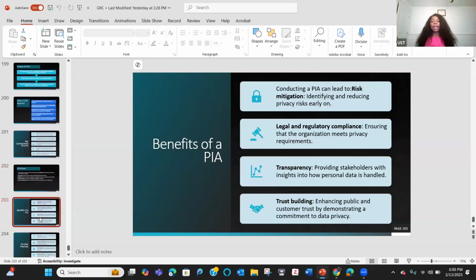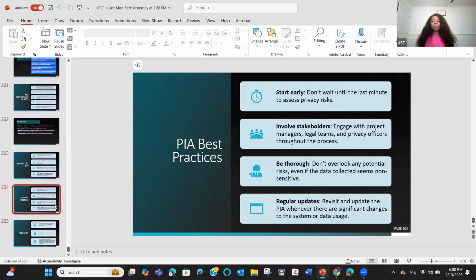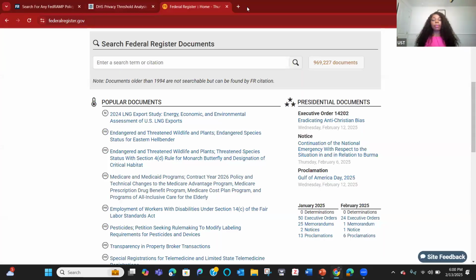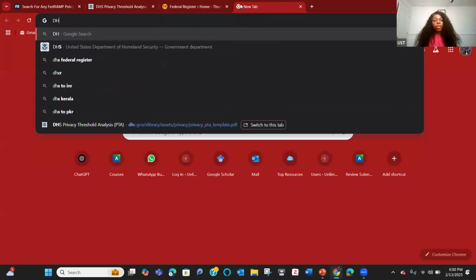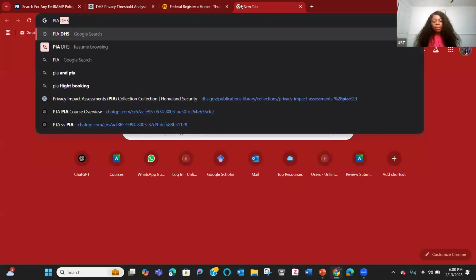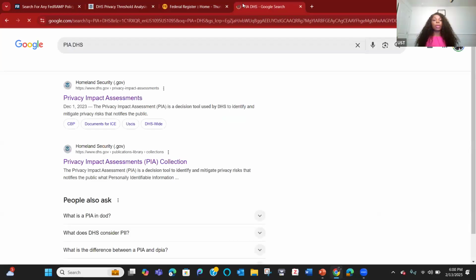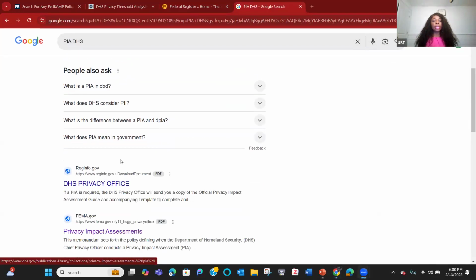So with that, we'll go to the website, we'll go back to the DHS, Homeland Security. You can just search PIA DHS, and it's advisable to get the document and download it.